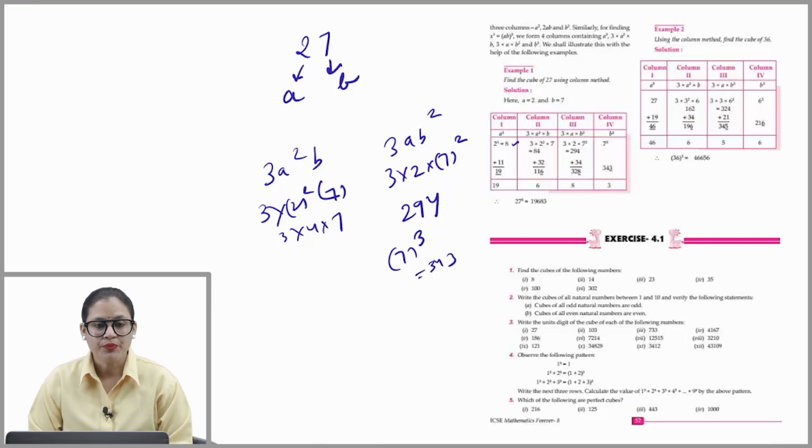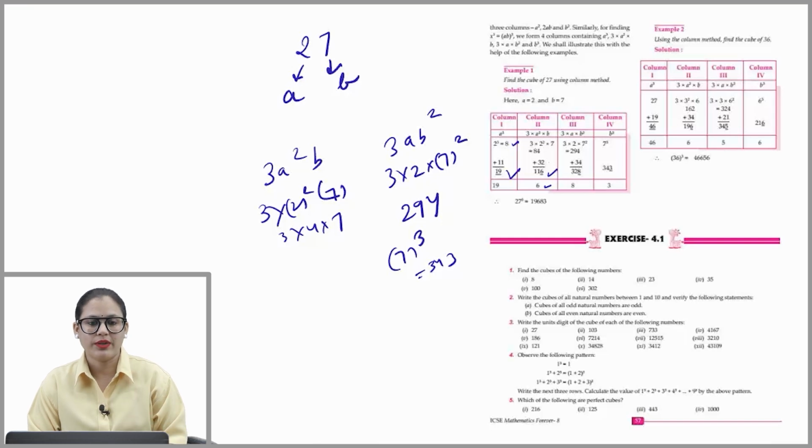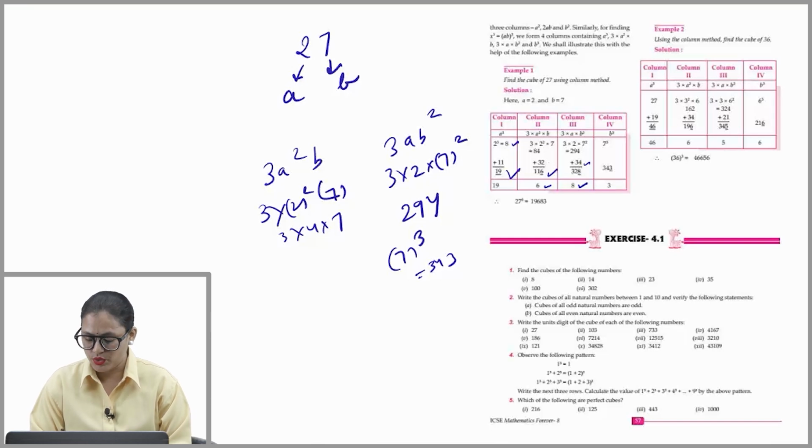Now, what will you do? You will add 11 to 8, okay, so you will get 19. Then 84 plus 32 is 116. We will write only one digit, okay. 294 plus 34 is 328, so we will write only 8, and for 343, the unit digit is 3. So for the cube, we will write all the digits: 19683. Okay.